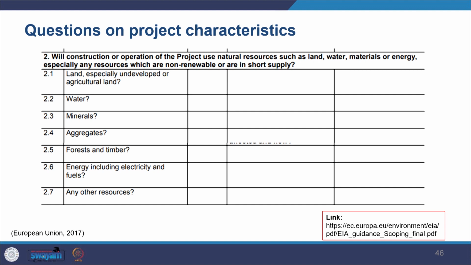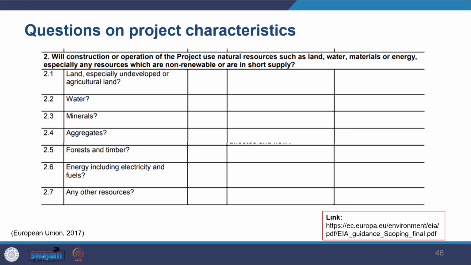assessment. So you can see the point number 2: will construction or operation of the project use natural resources such as land, water, material, or energy, especially any resources which are non-renewable or are in short supply? So you see how they are looking at the resource efficiency and also looking at the availability of the resource. So the checklist questions like land, especially undeveloped or agricultural land, what's the scenario with water, and what's the scenario with mineral aggregates, whether it's yes or no, and then giving it in a descriptive format.